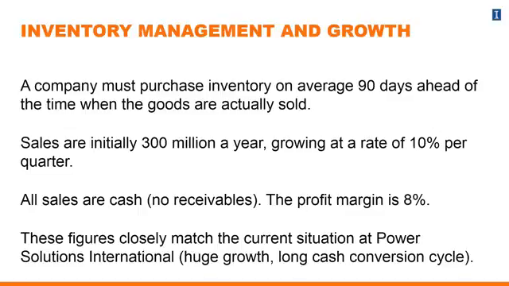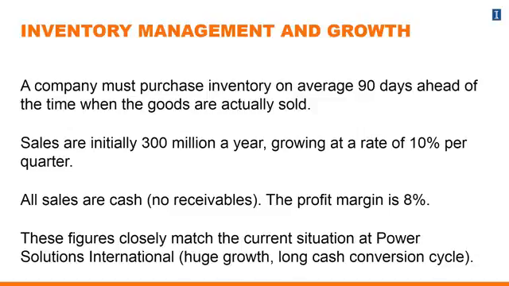The specifics: we are going to have some numbers now to give a specific example. The situation we have is a company that on average has to purchase inventory 90 days ahead of the time when the goods are actually sold. The sales are going to be $300 million a year, and they're going to grow at 10% per quarter. All sales are cash. For simplicity, we're not going to have any receivables. And we're going to have a profit margin of 8%.